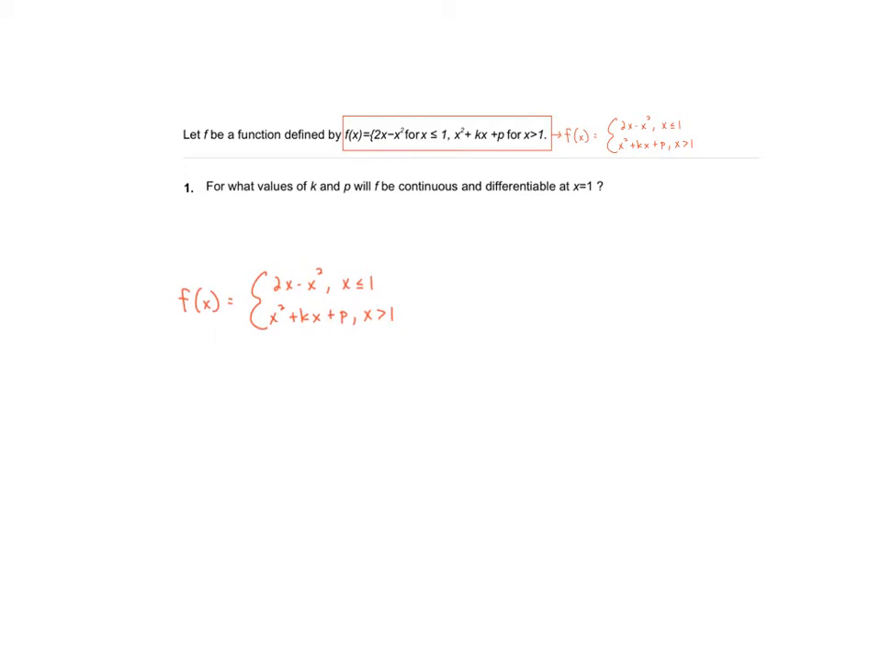Okay, so we want this function to be, first we'll focus on making it continuous. In order for it to be continuous, each of these pieces has to equal the other when x equals 1. So we'll plug in 1 to each of them and set them equal to each other. Okay. So left-hand side is just 1. Get that. So you can see k plus p has to be 0.